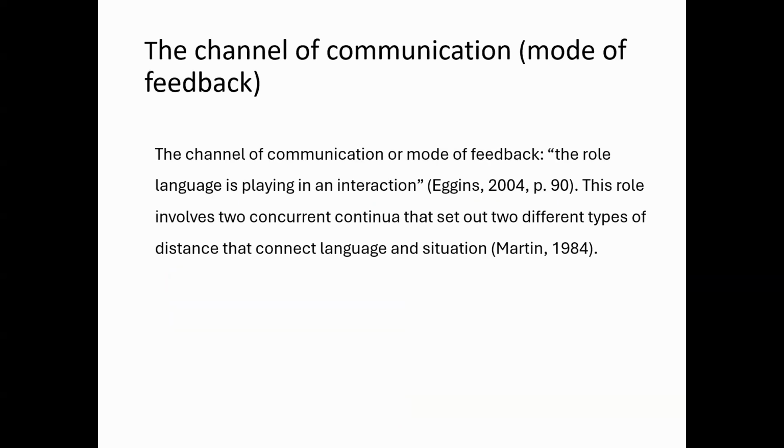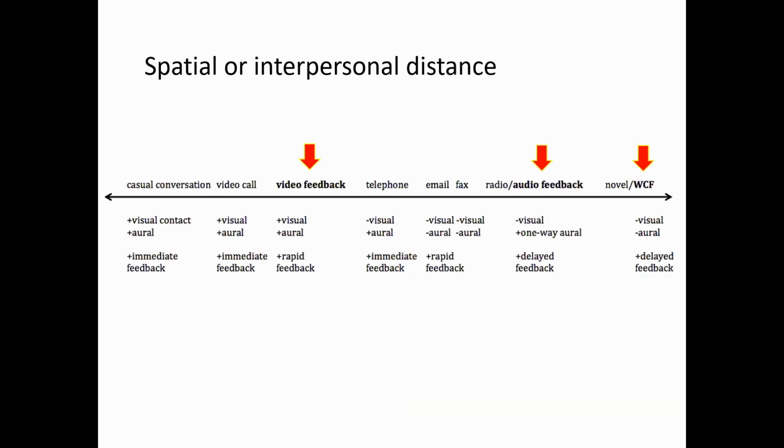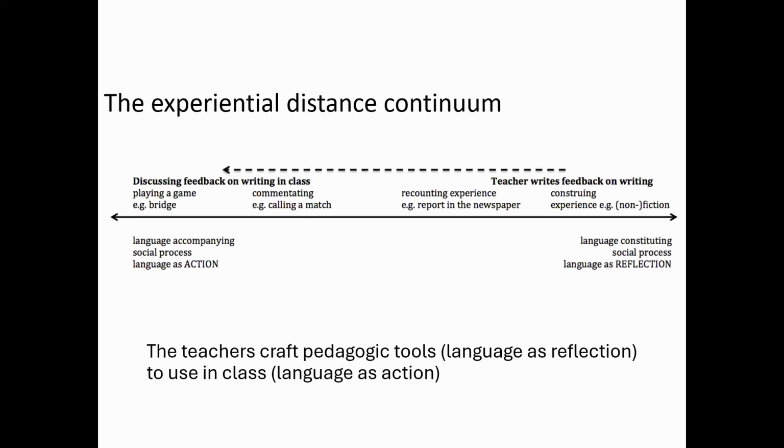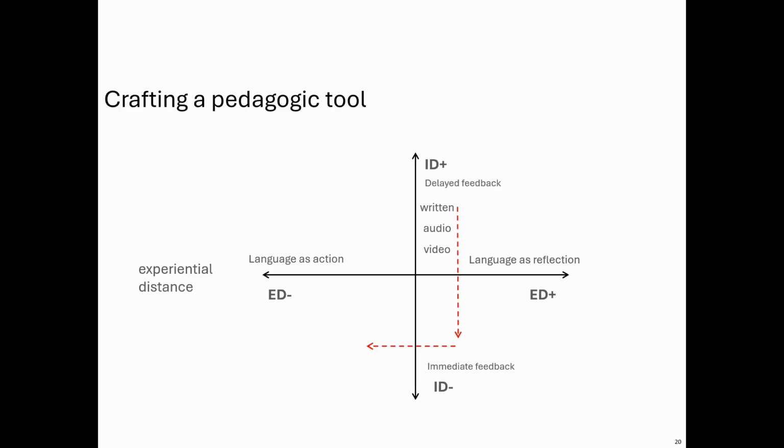And then with the mode, we saw the video feedback. And then Chrissy had audio feedback. So as she was correcting the work, the learners could play the audio file and she talked them through what she was doing. We have the written corrective feedback as well. And then in terms of the writing on the work that the teachers write, and then bringing that into the classroom, we've got language as reflection and language as action. And we sort of get a pattern that looks a little bit like this.